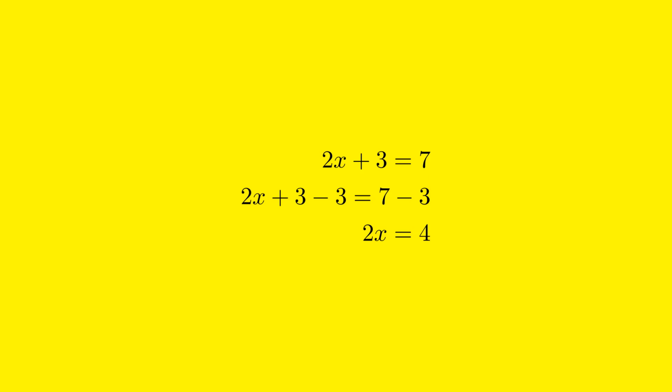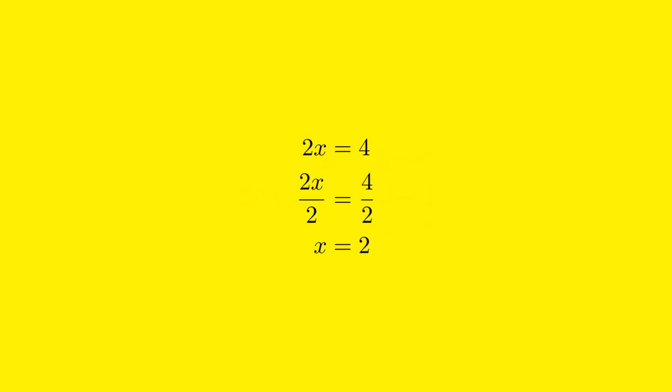When we subtract 3 from the right side, the equation 7 minus 3 becomes 4. Thus, after performing these operations, the equation is altered to 2x equals 4. This new equation means that 2 times the variable x is equal to 4.